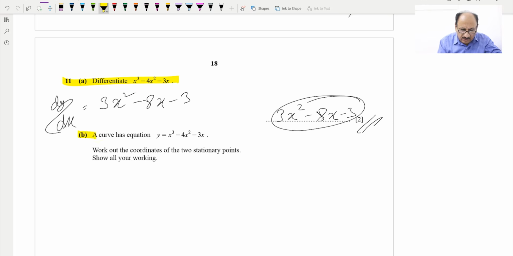Now they are saying a curve has this equation, the same equation, and work out the coordinates of the two stationary points. We know we put dy by dx equal to 0. dy by dx is equal to what?